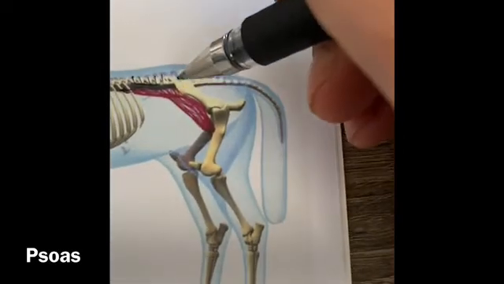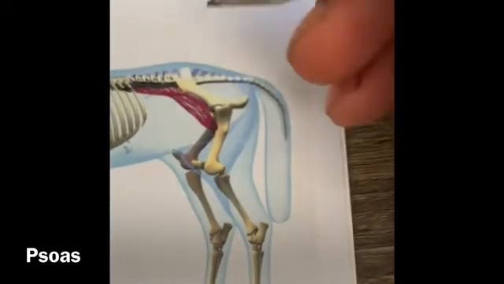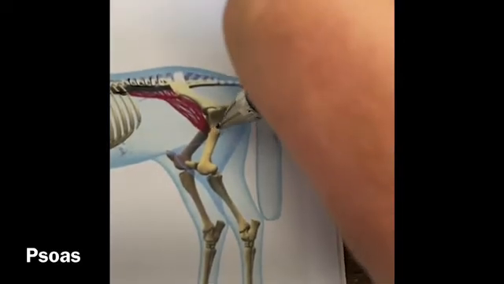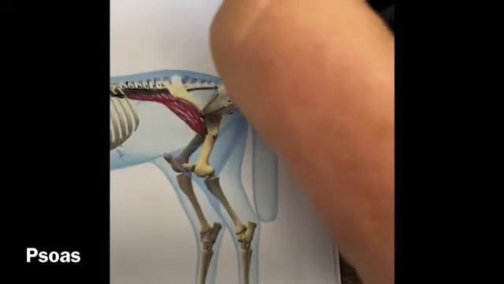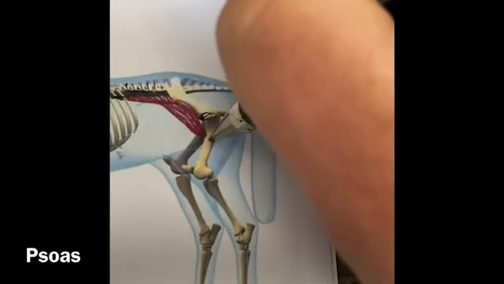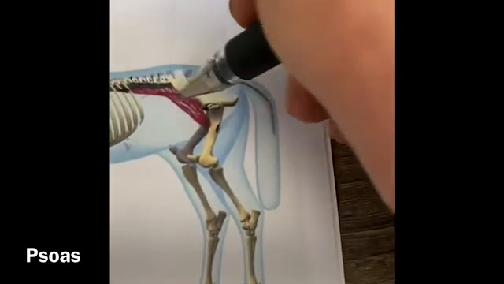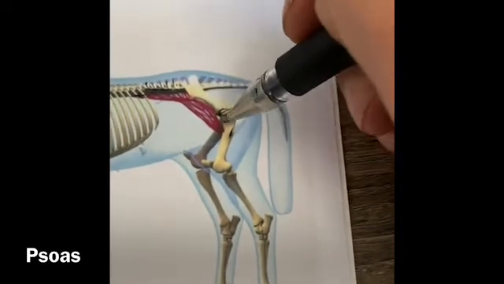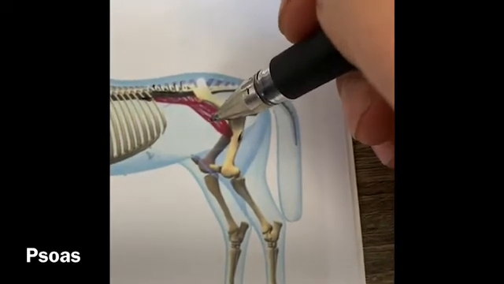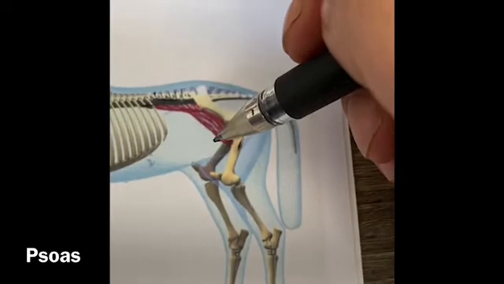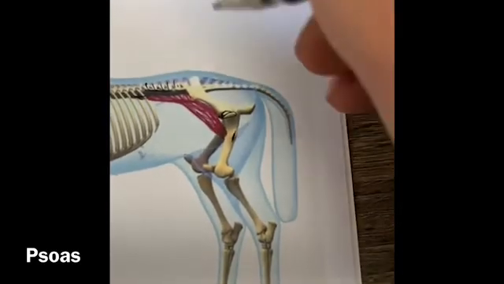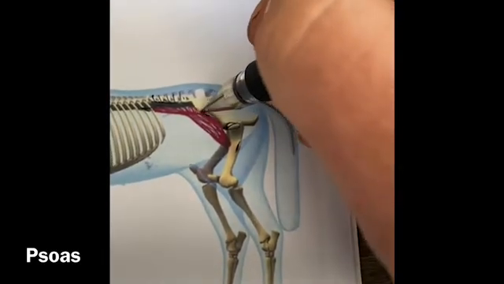Then they insert, the major portion inserts on the lesser trochanter of the femur. So that's our greater trochanter, this is our lesser trochanter here. The iliacus tendon, which is one of the inner pelvic tendons. And the minor inserts on the psoas tubercle of the ilium, so just here.